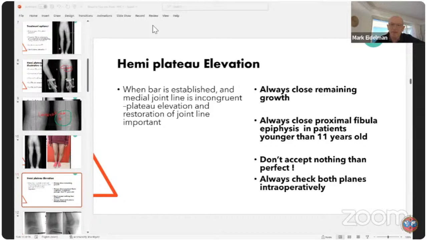Always close the remaining growth. Always close the proximal epiphysis in a patient younger than 11 years, and don't accept anything other than perfect when you're doing hemiplateau elevation. Always check both planes intraoperatively.